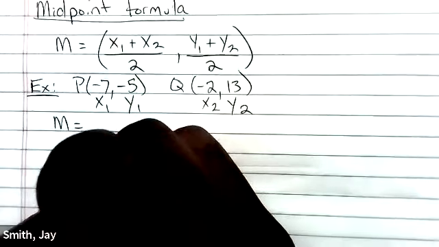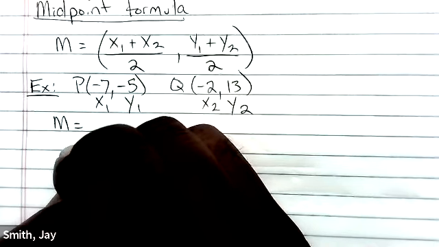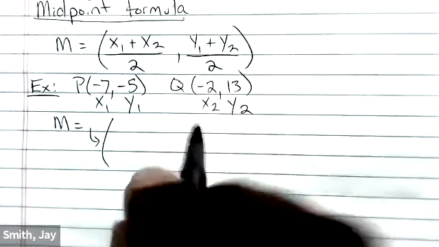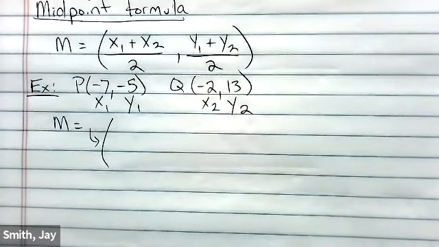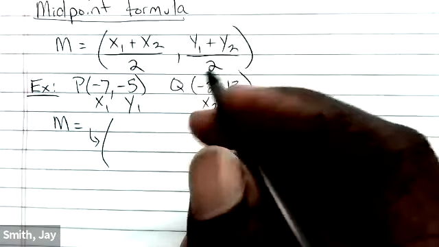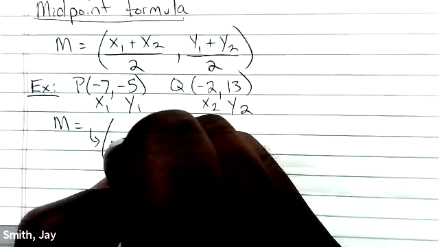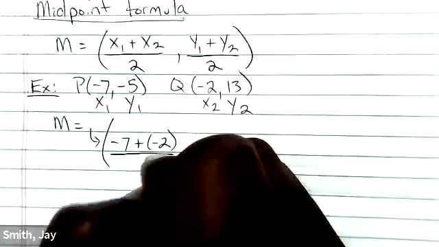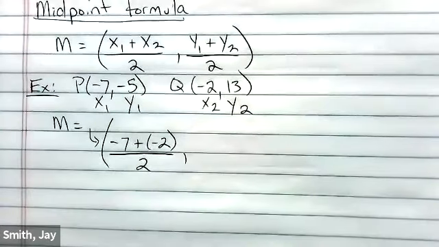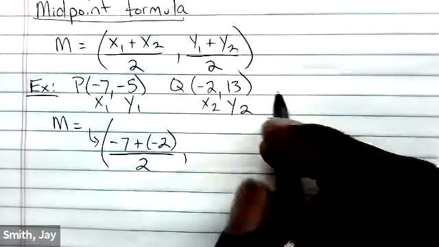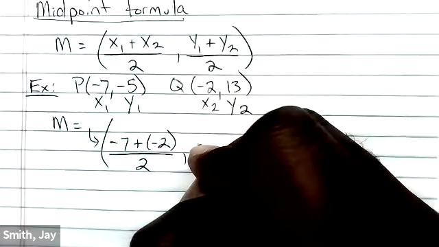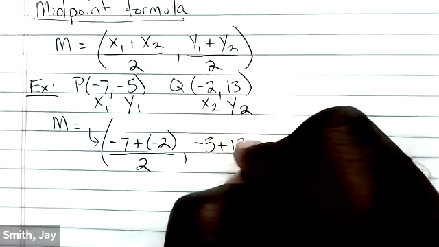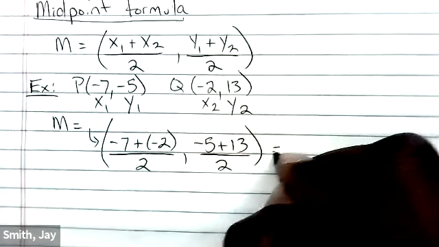All right, so plugging everything into its appropriate place in the midpoint formula. We have x1 plus x2, or in this case, -7 plus -2, all being divided by 2. That's the first coordinate in my midpoint. And y sub 1 plus y sub 2, or in this case, -5 plus 13, all of this still being divided by 2.